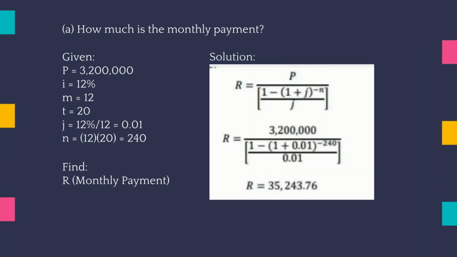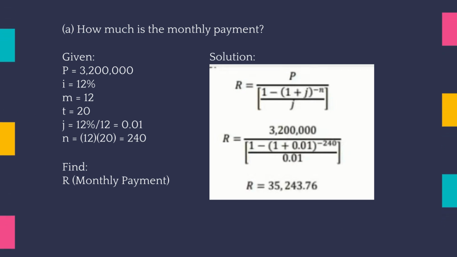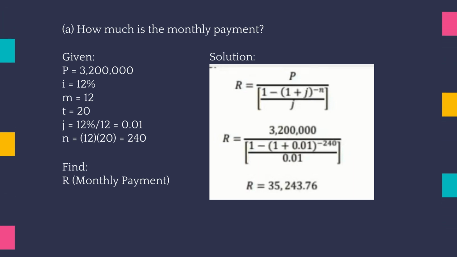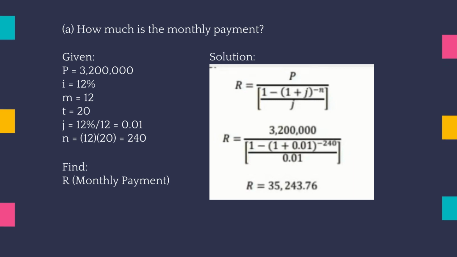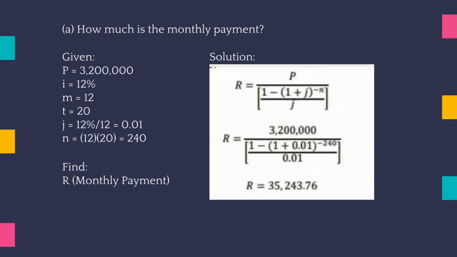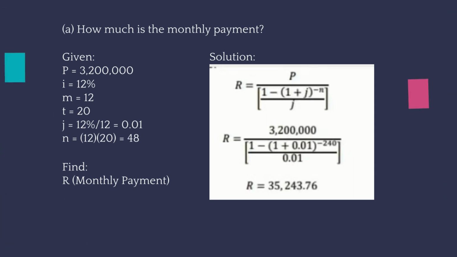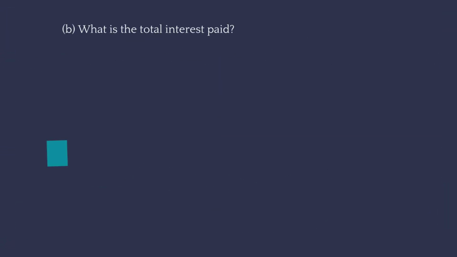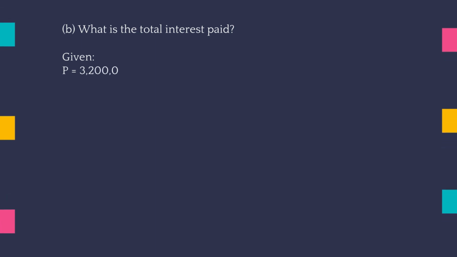In order to find the monthly payment, we need to use the formula R is equal to P over 1 minus 1 plus J raised to the power of negative N over J, and then substitute the values. R is equal to 3,200,000 over 1 minus 1 plus 0.01 to the power of negative 240, over 0.01, which is equal to 35,243.76. Therefore, the monthly payment is 35,243.76.